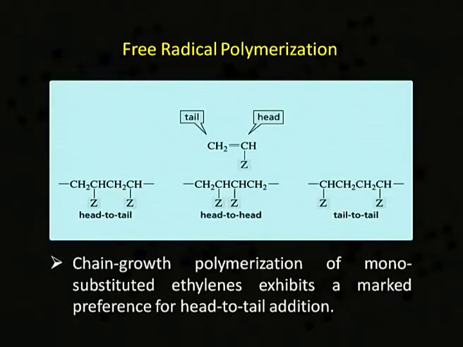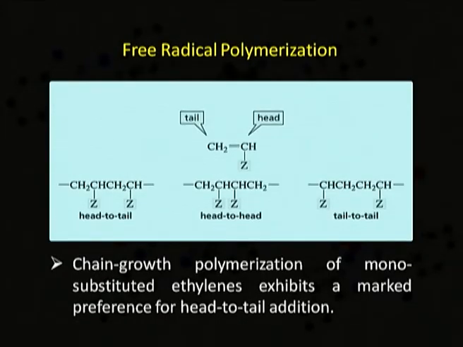Chain growth polymerization of mono-substituted ethylene exhibits a marked preference for head to tail addition, which can be understood by this diagram. This is a monomer unit having tail and head. Head contains the functional group. So, this is the combination of head to tail, that is CHZ combining with this CH2, that is tail, and this one is head. Here this is CH2 CHZ and CH2 CHZ.